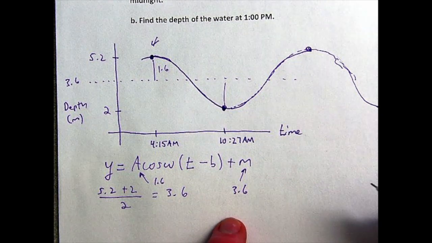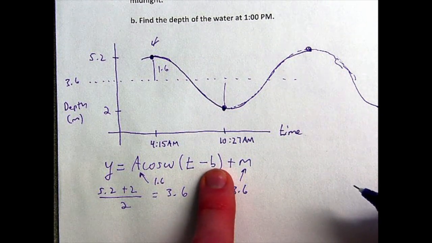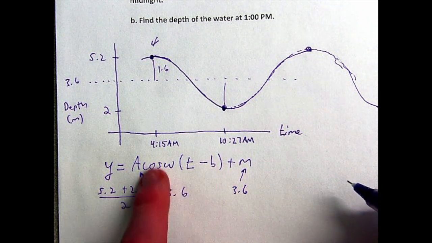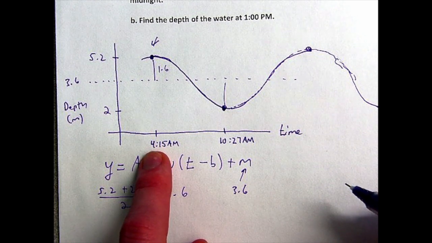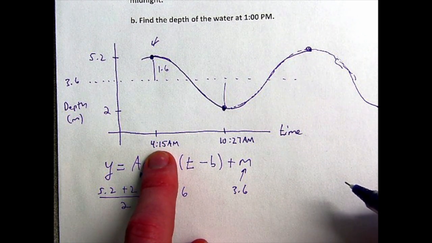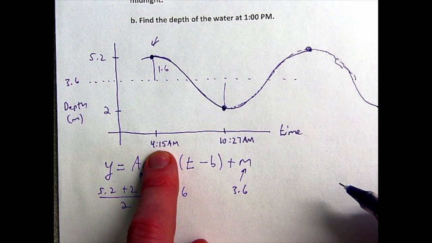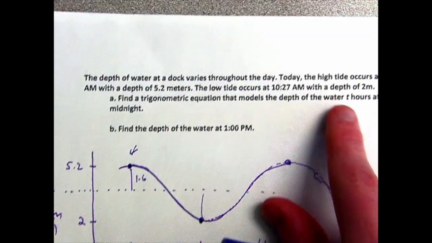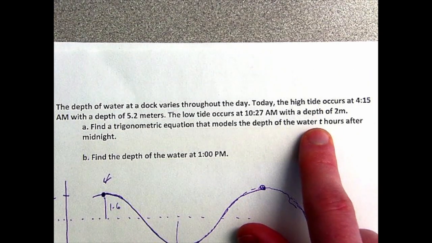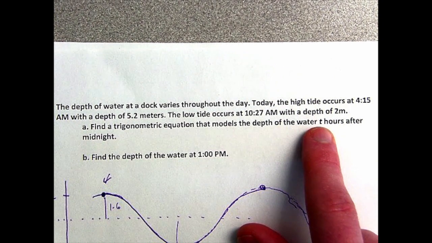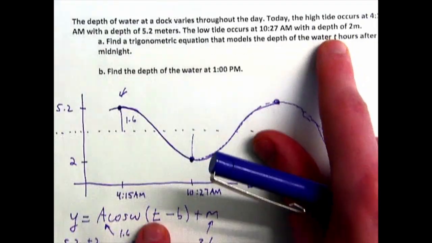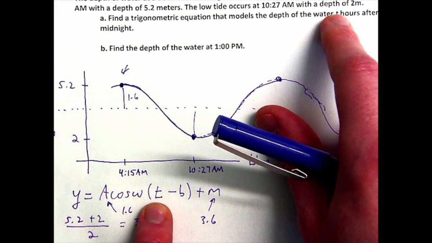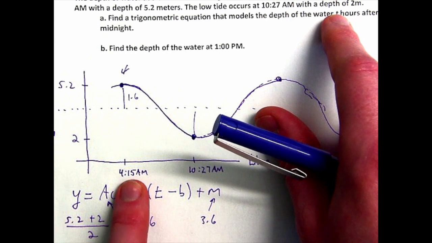Great. What else do we need? Well, we need B, which is the beginning of our cycle. And that brings up kind of an interesting fact. Obviously, our cycle begins at 4:15 a.m., but 4:15 a.m. is not exactly a numerical input, right? I think that if you look carefully at the problem, it says T is supposed to represent the number of hours after midnight, okay? So if T represents the number of hours after midnight, then we have to ask ourselves, what value of T is associated with 4:15 a.m.?